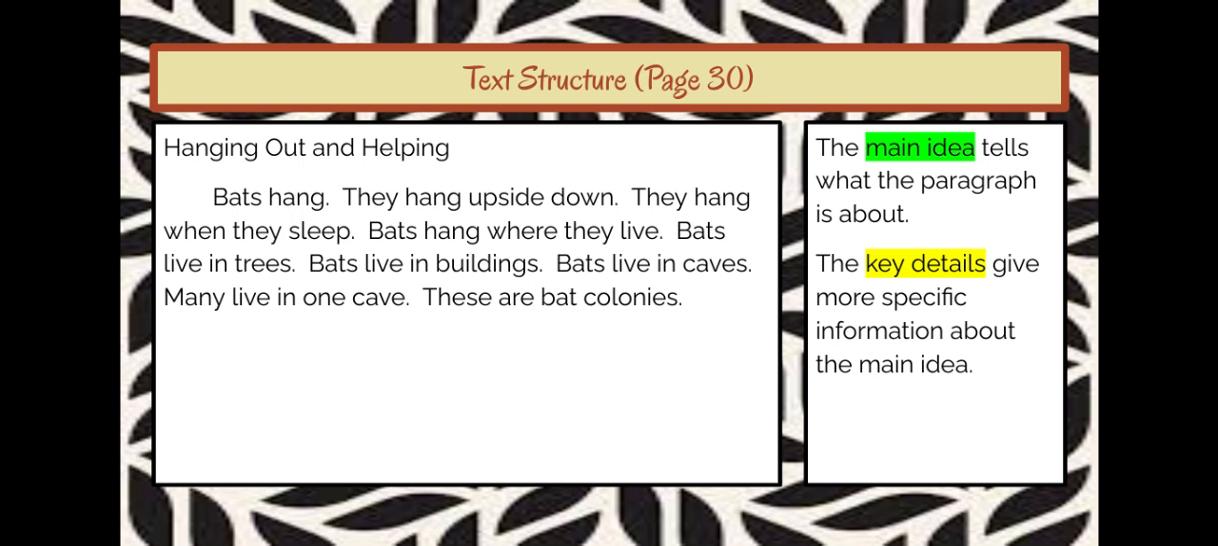These are bat colonies. So what would that main idea be that we're going to highlight in green? Bats hang. That's right. And we have 3 more details to support that main idea. And we're going to highlight in yellow, hang upside down, hang when they sleep, hang where they live.